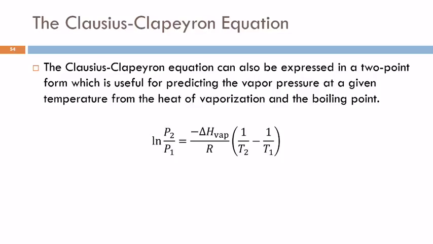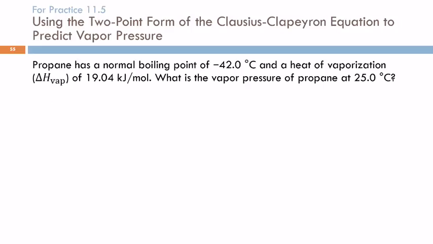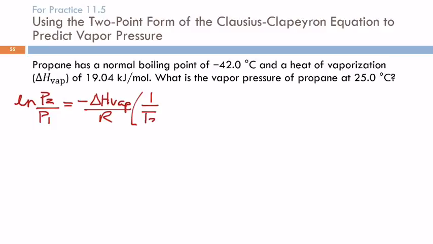that we're interested in. So it's the natural log of P2 over P1 equals negative heat of vaporization over R times 1 over T2 minus 1 over T1. So let's do an example. I'm going to just write down the equation here: the natural log of P2 over P1 equals negative heat of vaporization over R times 1 over T2 minus 1 over T1.